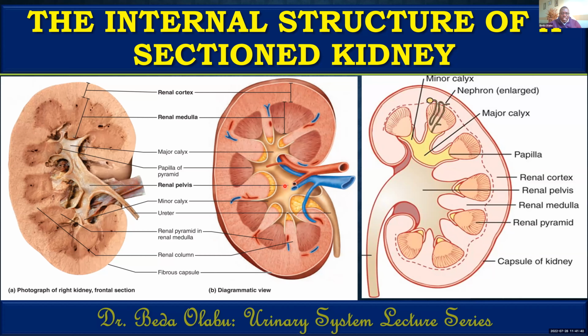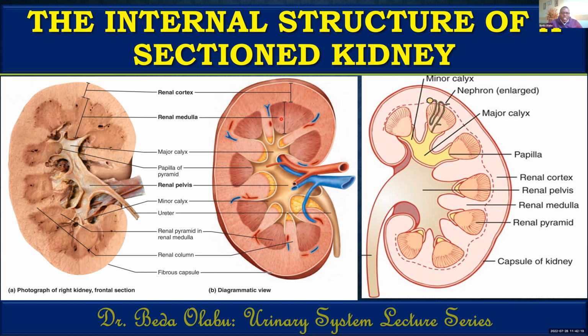The pelvic system is centered within the renal sinus. The renal sinus contains the collecting system, the pelvic system, and also the blood vessels that supply the kidney. We also have some fat tissue as well as nerves. Coming back to the renal parenchyma, which contains the nephrons, as we can see in the other image, the renal parenchyma has two zones. The external zone, which we call the renal cortex, and the internal zone, which we call the renal medulla.